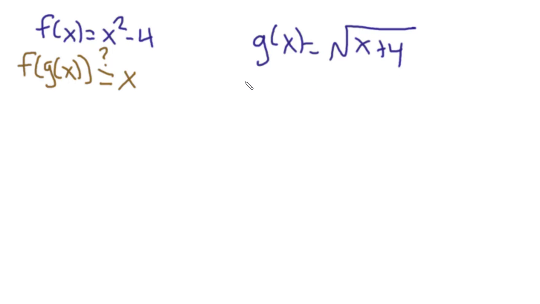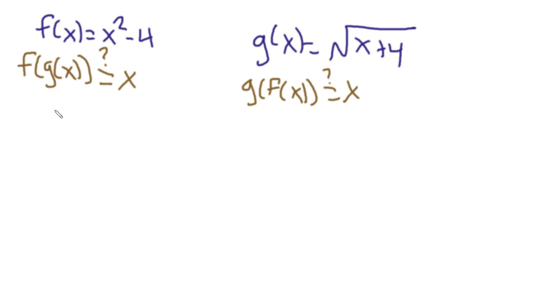But we also have to show the same thing over here. We have to show that g of f of x is also equal to x. So we have to show these two things, and if these two things are both true, then these functions are inverses of each other. If one or both of them are not true, then they're not inverses of each other. Okay, so let's see that.